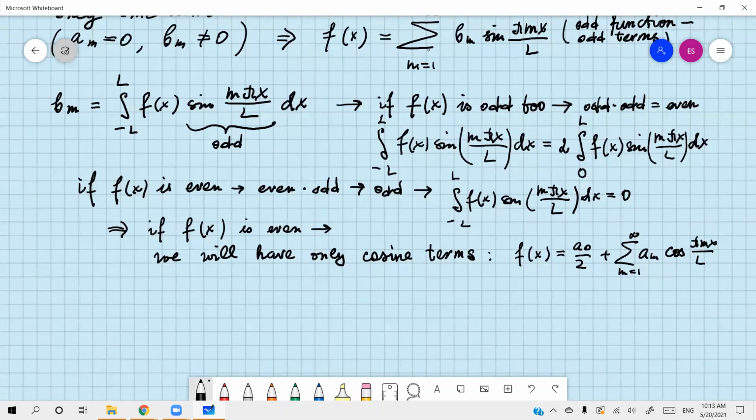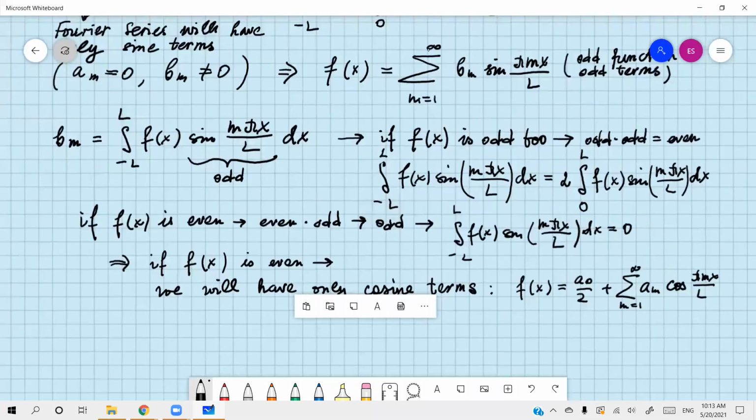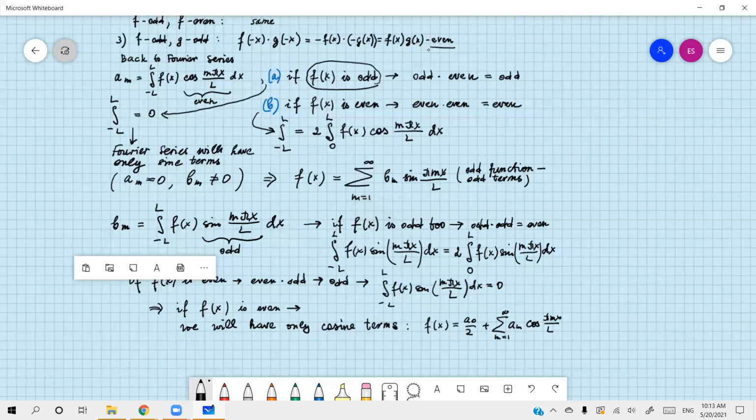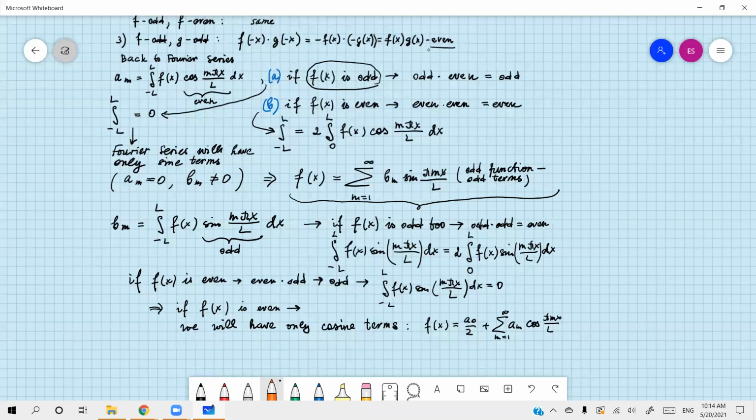Let me just go back now, guys. I want to show the whole thing at the same time so you can see what is going to happen to the function and the whole thing. Let me use a different color. I'm going to go back over here and look at this one. So if the function f of x is odd, we know that all terms a_m are going to be equal to 0.